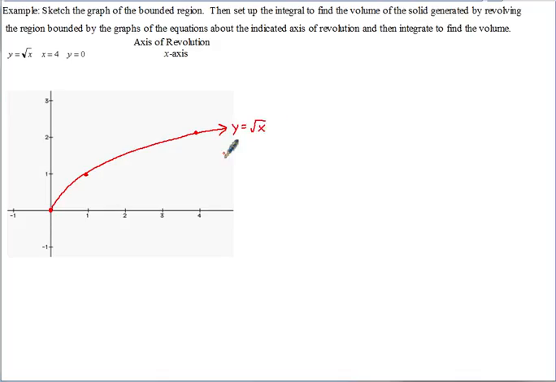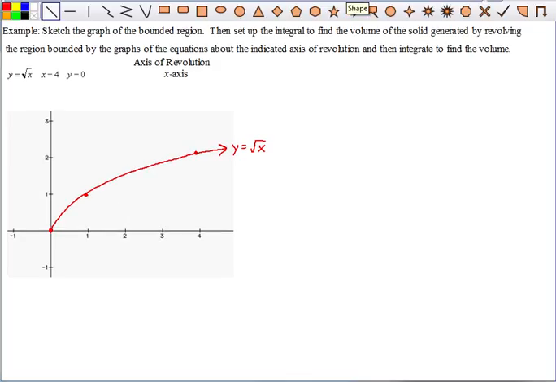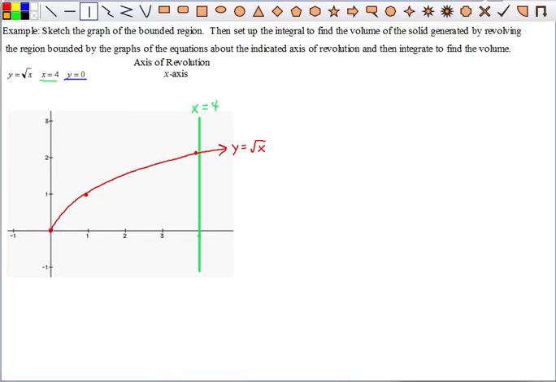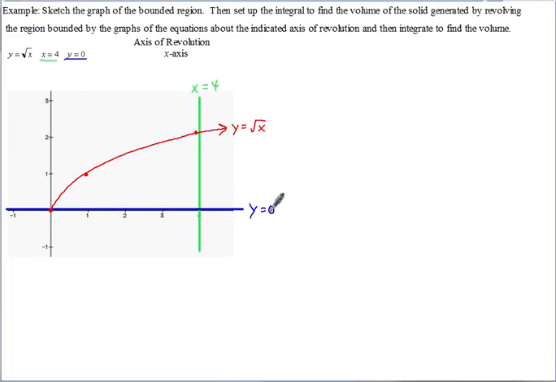Then we've got x equals 4, which is just a vertical line. And then we've got y equals 0, which is just our x-axis there. Okay, so you can see the region they enclose is right in here.